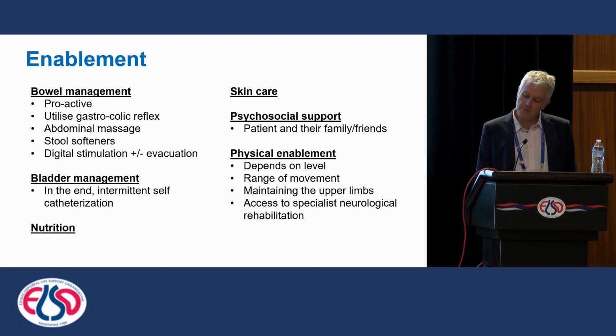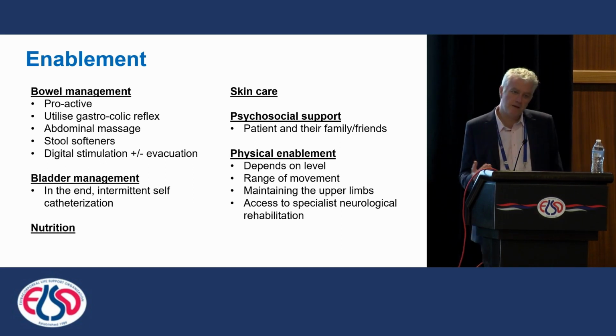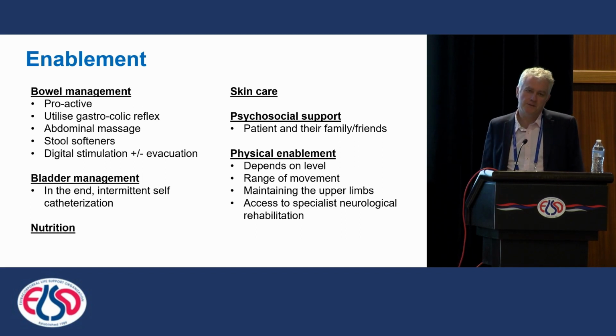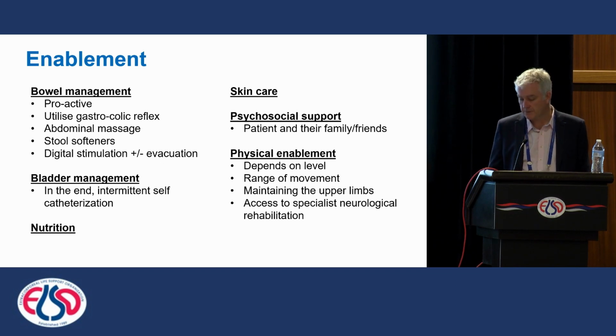Their physical enablement very much depends on the level. On the ICU, a lot of our time is spent at just about maintaining range of movement, which is really important for them, and maintaining their upper limbs. If their upper limbs aren't affected, those are the things that are going to help them enable afterwards.